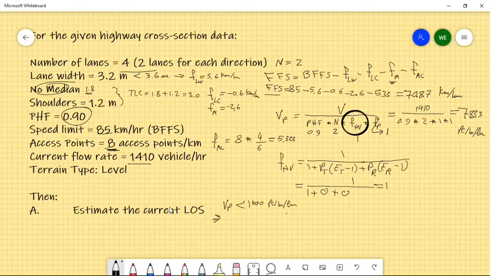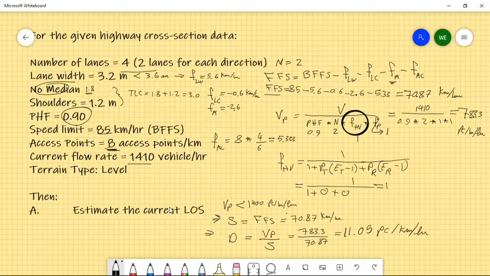That means that the speed equals the adjusted free flow speed, which equals 70.87 kilometers per hour. Then the density equals the VP divided by the speed. So it equals 783.3 divided by 70.87 equals 11.05 passenger car per kilometer per lane, because it's density.